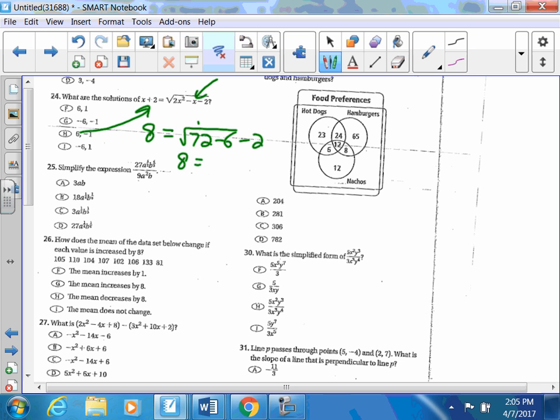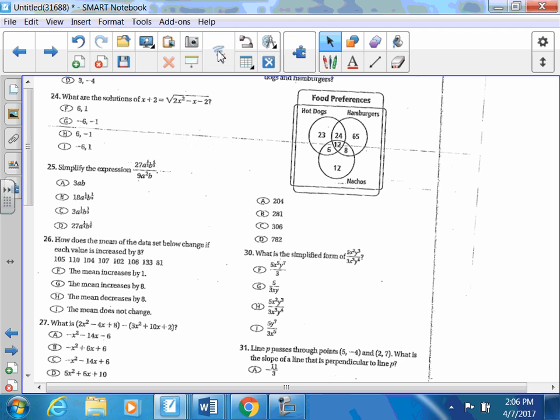8 equals the square root of 72 minus 6 minus 2, which is 64. And if you do the square root of 64, you're going to get 8. So that tells you right away 6 is a solution. And you can do the same thing for negative 1 and you get the right answer.